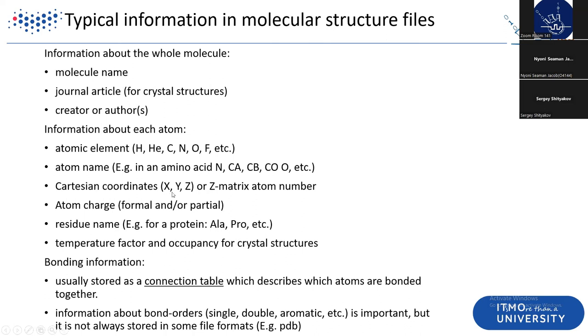Or you also have Cartesian coordinates, or the Z matrix, atom number, and atom charges, formal or partial charges. They also have the residues, sometimes information about the chain, and the temperature. Sometimes you have a temperature factor, especially in the PDB files, and occupancy for the crystal structures. The bonding information is sometimes also added to the system. Usually this information is not included in a standard structural file. Sometimes the information about the bond orders is also important, but it's not always stored in the PDB.